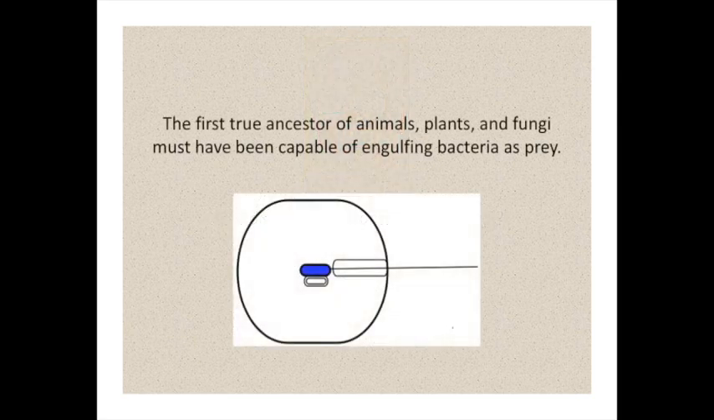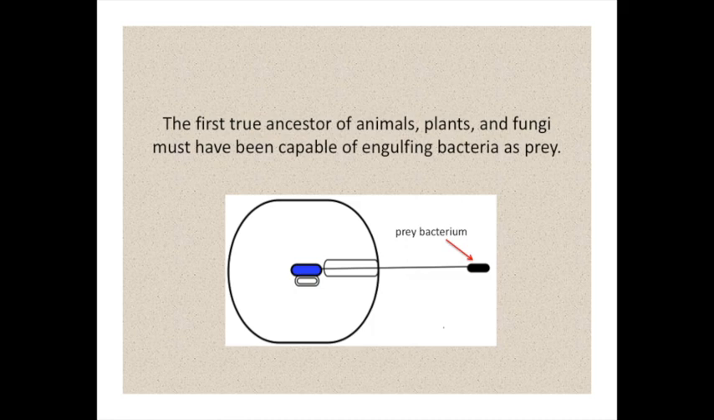The first true ancestor of animals, plants, and fungi must have been capable of engulfing bacteria as prey, using a flagellum to pull them in through the cytostome or mouth of the cell, into the cytopharynx, the gullet, via the centrosome, and this cell had to have had some sort of nascent nucleus. Here we show the prey bacterium attaching to the end of the flagellum, or the flagellum could just scoop it up and put it into the gullet.